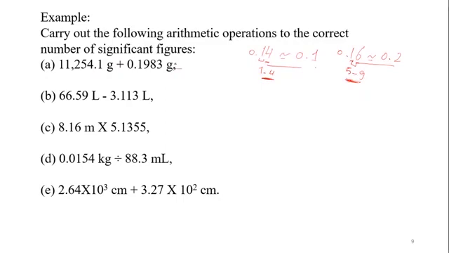Now let's look at how I can round off numbers if I'm doing addition. In that case, in my first example, the answer is actually 11,254.2983. If I want to round off this number, I would round it to the number which has the least decimal places, which is 0.1. So my number would be 11,254.3. I add 1 to the 2 because the 9 lies between 5 and 9.